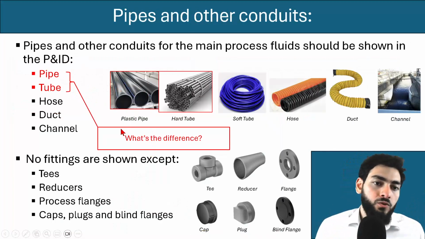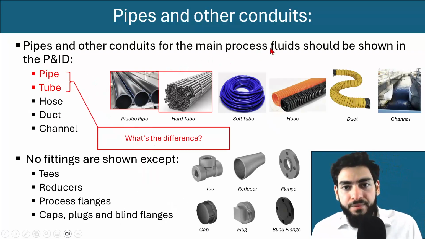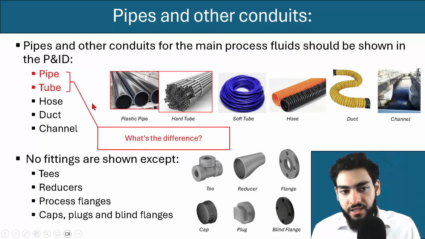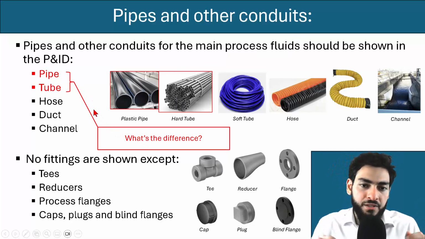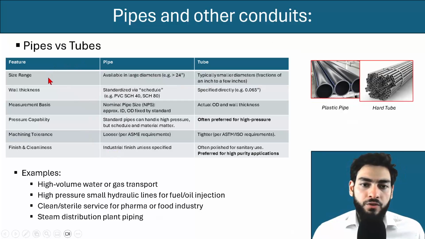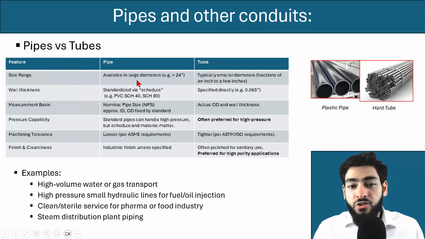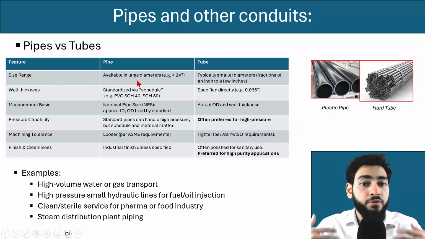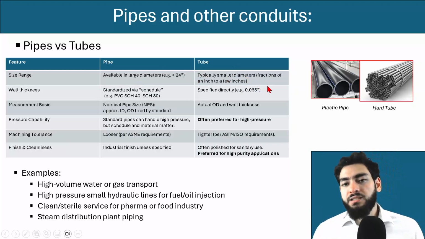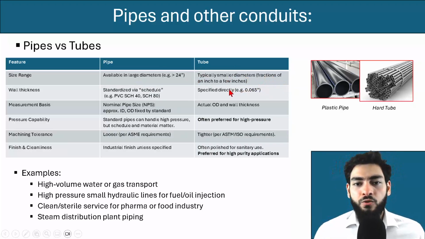Now let's get back to the discussion about the pipes and the other conduits, when I asked initially what's the difference between pipes and tubes. The only reason I'm bringing this up is because sometimes they're used synonymously, and sometimes there's a lot of confusion between them. Usually pipes are available in large diameters, up to and greater than 24 inches. Tubes are typically smaller in diameter, so we're talking about fractions of an inch to a few inches.